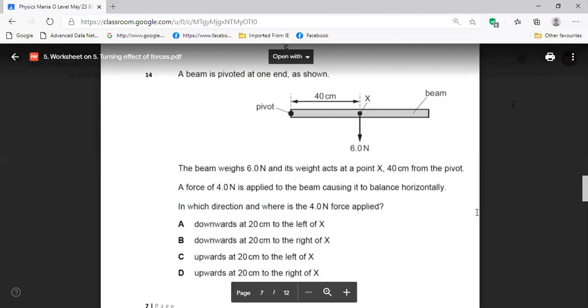I think it's B. Upwards at 20 centimeters to the right of it. Yes, correct.